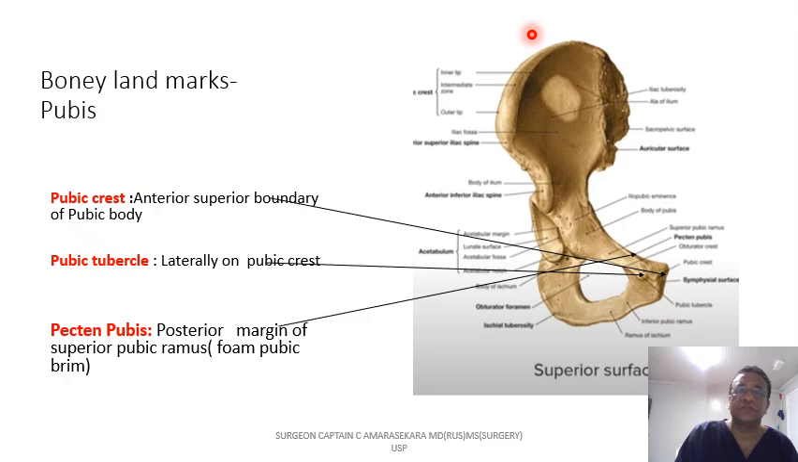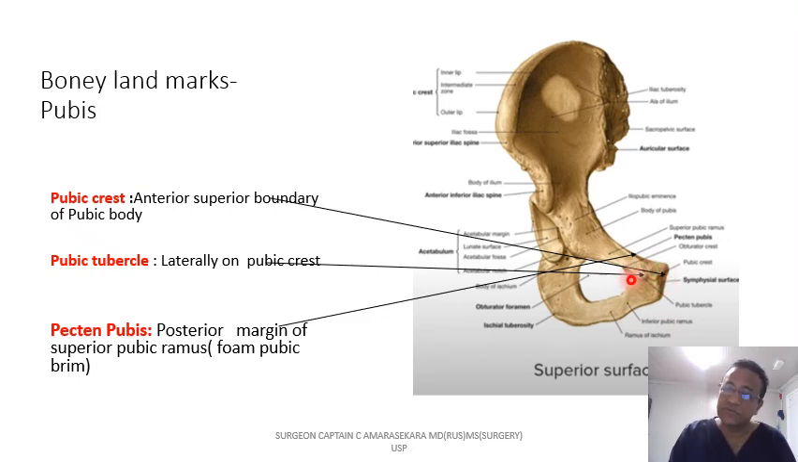So pubic crest is the anterior superior border of the pubic body. The pubic crest, you can see this is anterior and superior border of the pubic body. So this is your pubic crest. So just lateral to it, you will see the pubic tubercle. This pubic crest serves as an attachment site for the abdominal muscles, including the rectus abdominis muscle.